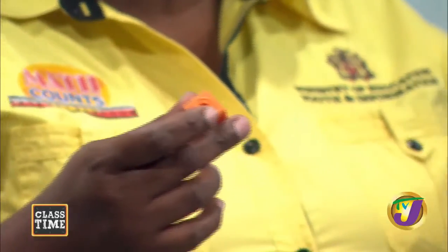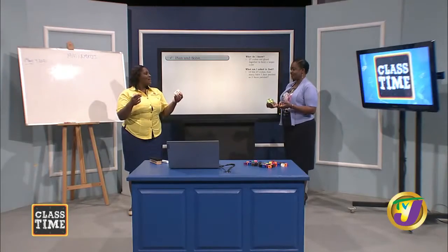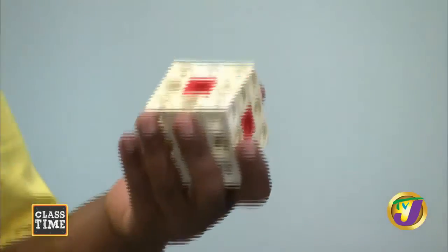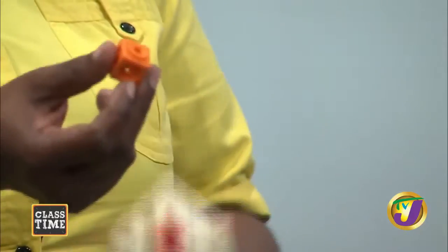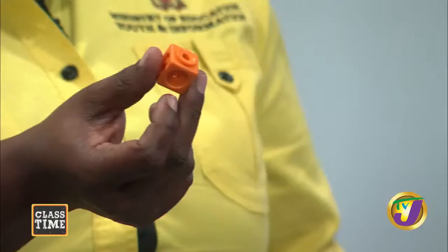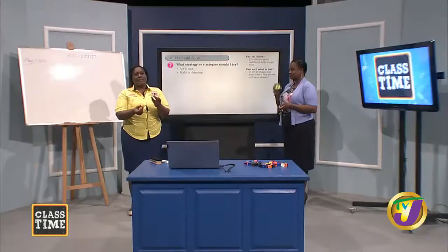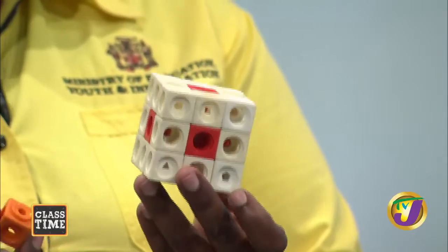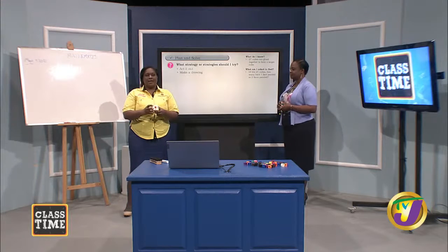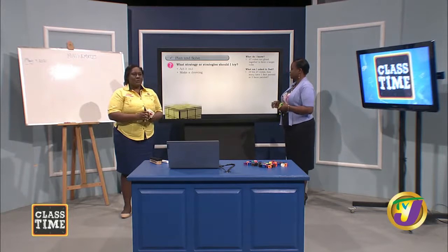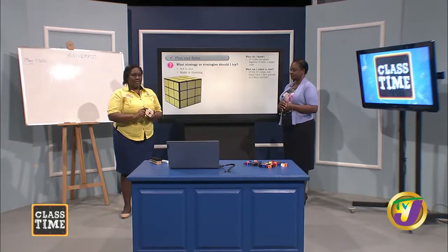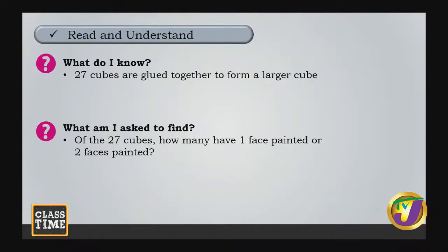So now, the strategy they are using there is acting it out. I would have had my cubes and I'm going to be gluing 27 of these small cubes together in order to make a big cube. Now, the question asks us to find out, after gluing these cubes together, how many of these cubes would have one face painted, or how many would have two faces painted?